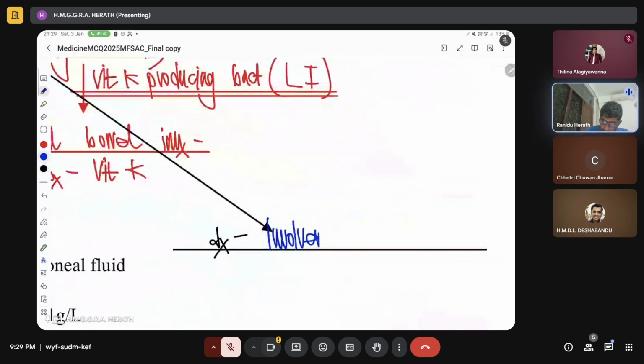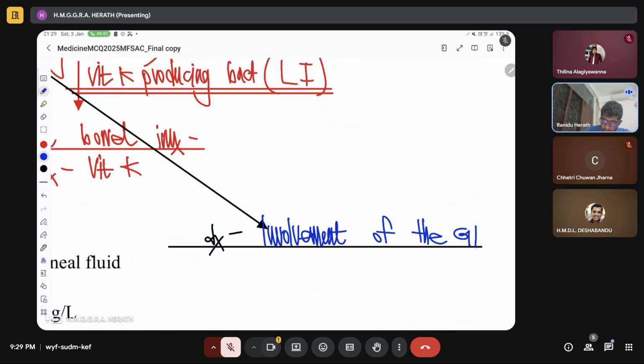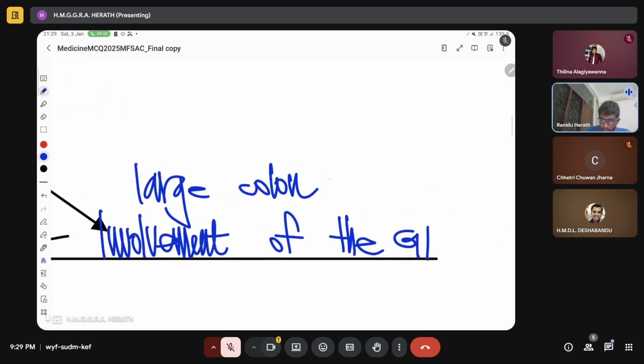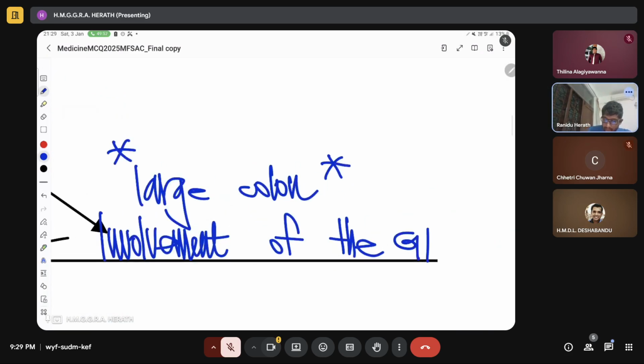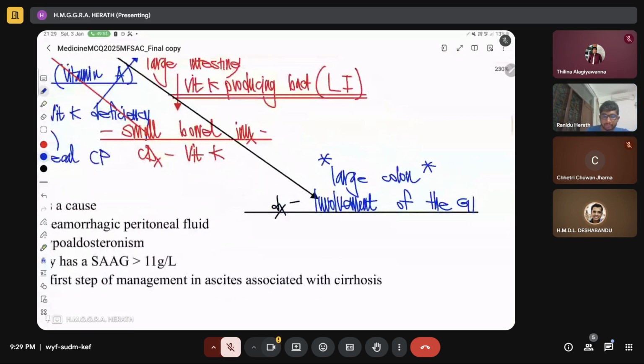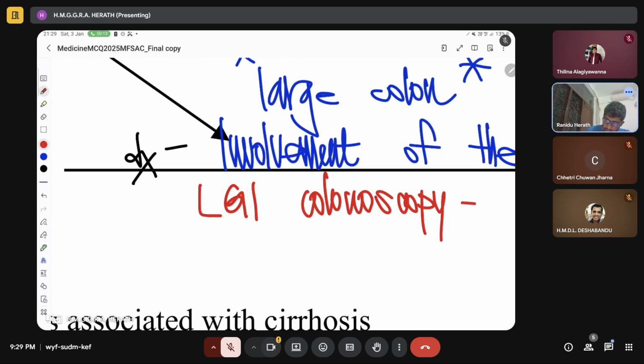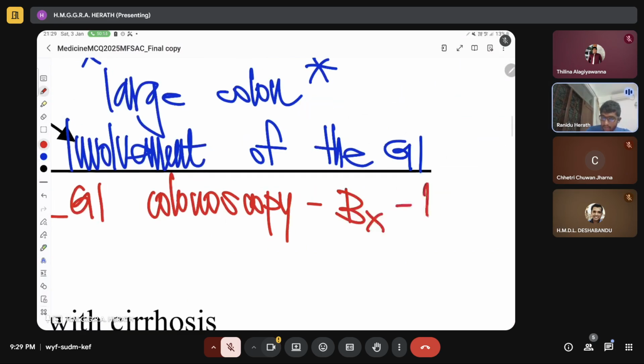But sometimes both ulcerative colitis and Crohn's disease can involve the large colon. That can take place, no? Because Crohn's disease can affect the large colon also separately. Then how do you differentiate these two from each other? Then you have to do a lower GI colonoscopy and you have to take biopsies. And the biopsy can confirm which is ulcerative colitis and which is Crohn's disease.